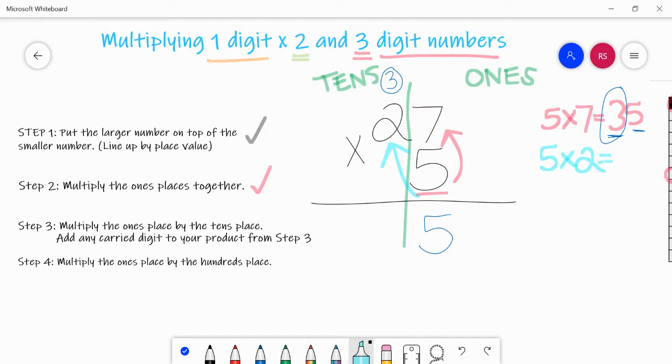I know that 5 times 2 is 10. I can count by 5s, 5, 10. I can count by 2s, 2, 4, 6, 8, 10. But 5 times 2 is 10. Or I could also check my multiplication chart.